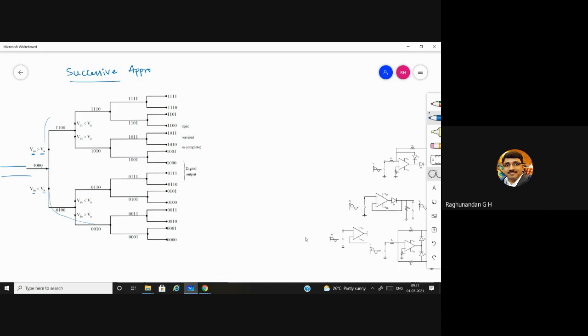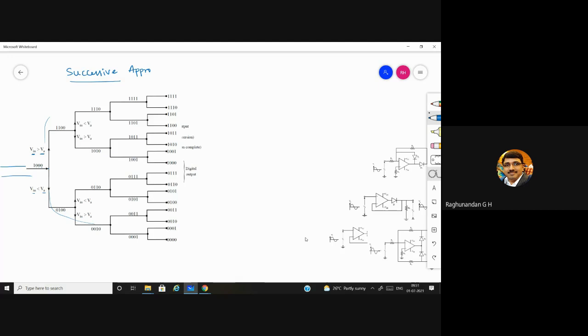Suppose this is not true, that is, the input voltage is lesser than VA. During that time, the present value will be made 0. The present value means 1, the MSB value we are having. That MSB will be made 0, and the next lower level bit will be made 1. Here, the present value will be retained. The present MSB value is 1, and that will be retained as it is. Along with that, the next bit will also be made high.